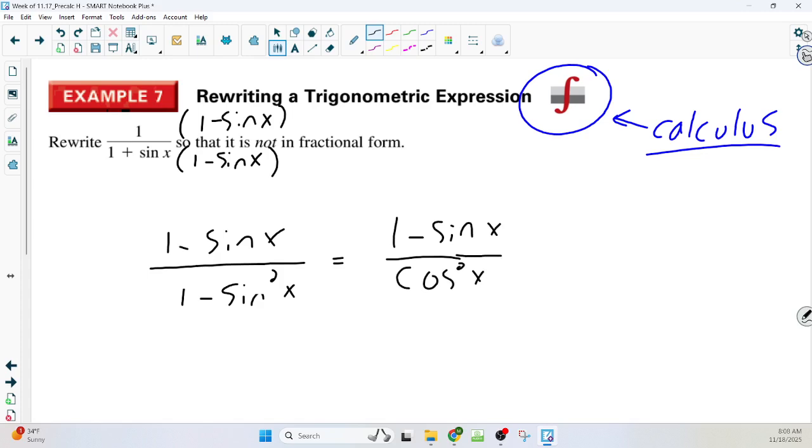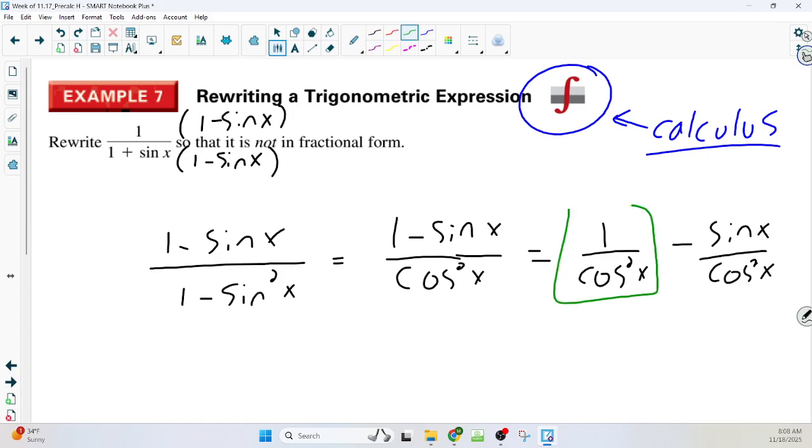Now, all they said was to write it so it's not a fraction, right? As long as you do that, you're good. So let's make this 2 fractions, and then let's see if we can convert them to not be fractions. So we have 1 over cosine squared, and we have sine of x over cosine squared. Let's look at each of these separately. What would this be, 1 over cosine squared? What's cosine's reciprocal? Secant. So this is just going to be written as secant squared. So one fraction is gone. We're halfway there.